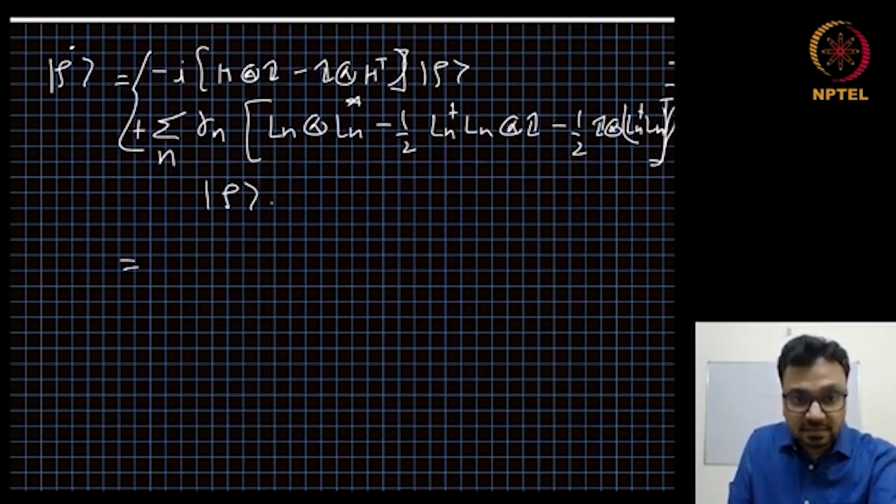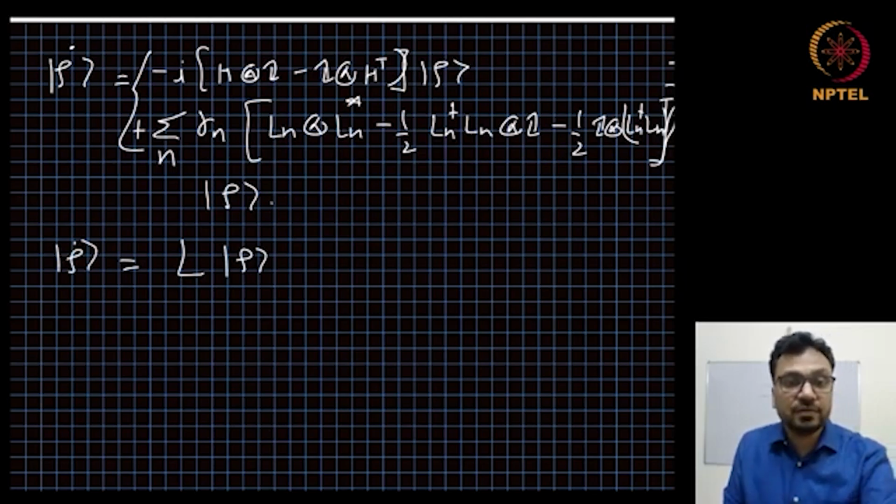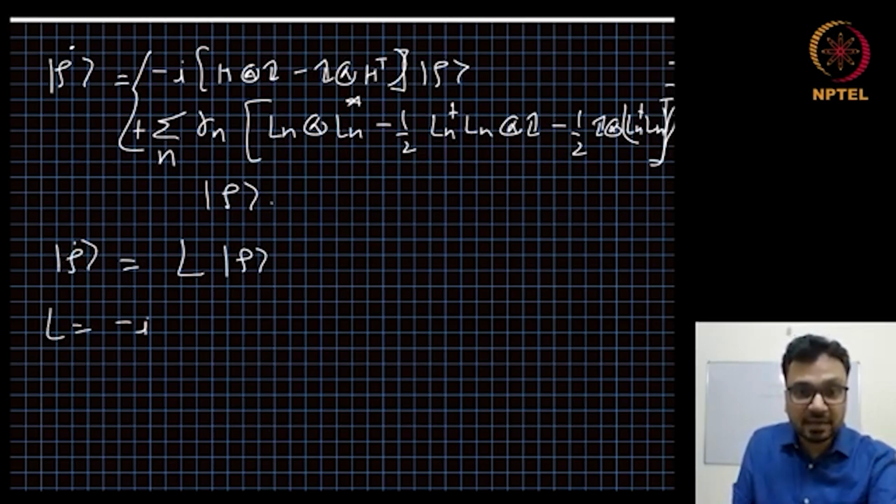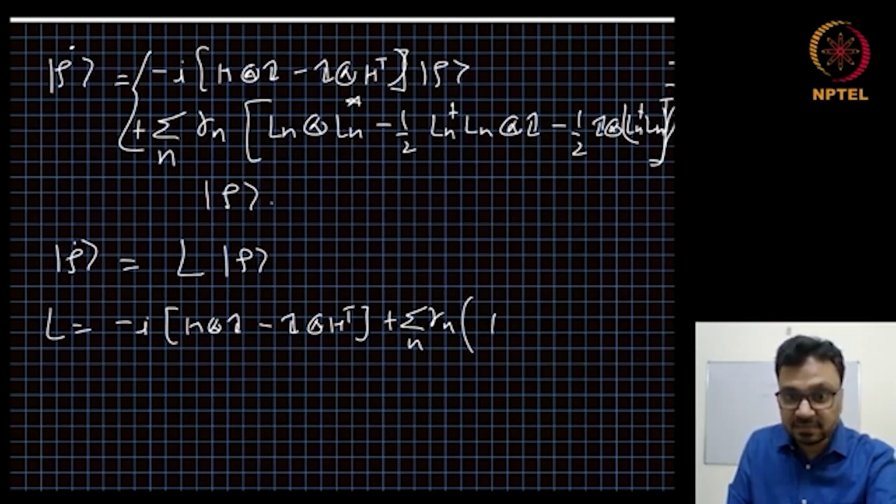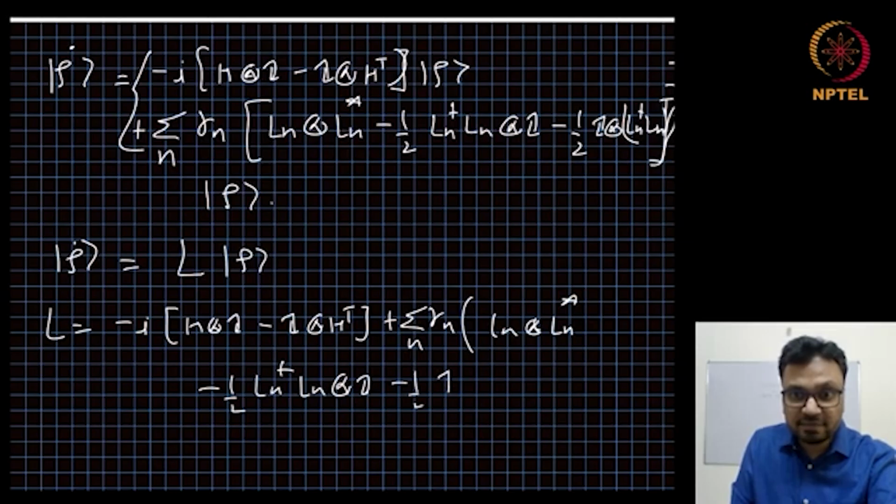Or we can say there's a matrix L which is acting on rho, and we get rho dot equals L rho, where L is minus i (H tensor identity minus identity tensor H transpose) plus sum over n gamma_n times (L_n tensor L_n star minus half L_n dagger L_n tensor identity minus half identity tensor (L_n dagger L_n) transpose).